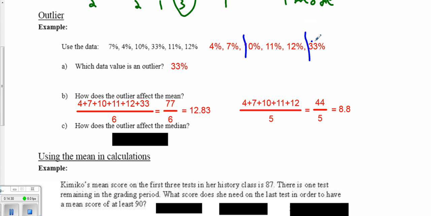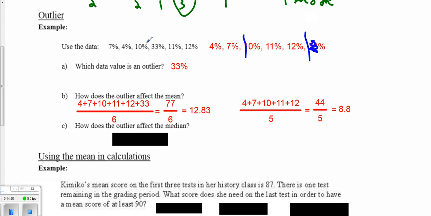Now, if we didn't have this one anymore, this looks much more in the middle. This 8.8 is clearly more in the middle, or at least right next to this middle number, versus this 12.83, which was way further to the right. So the outlier affects the mean by drawing it too far to one side.